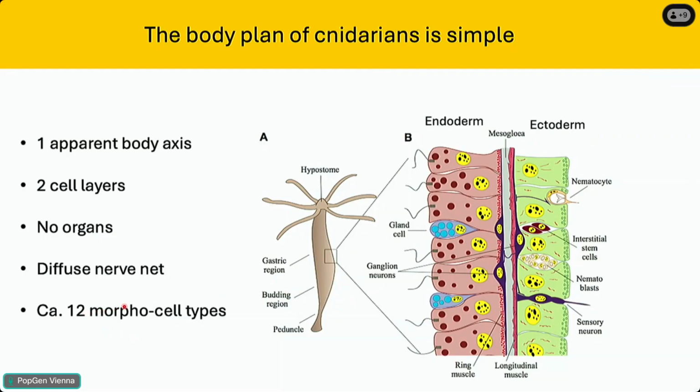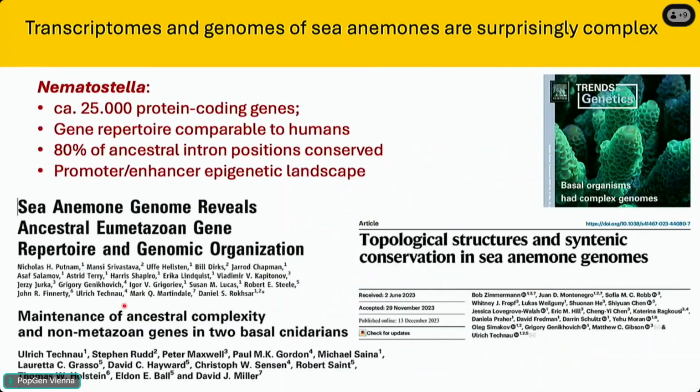So really simple, and you would wonder what it takes to make such a simple organism in terms of genetic repertoire. You would think, okay, that doesn't take much. But actually, when we sequenced the genome, this was the first non-bilaterian genome at the time, and the big surprise was that the transcriptomes and the genomes of the sea anemone were surprisingly complex.